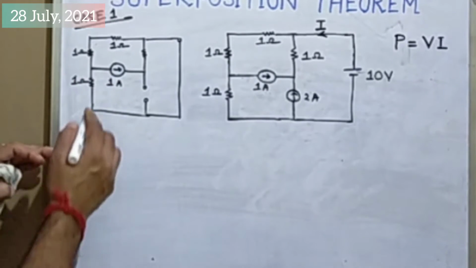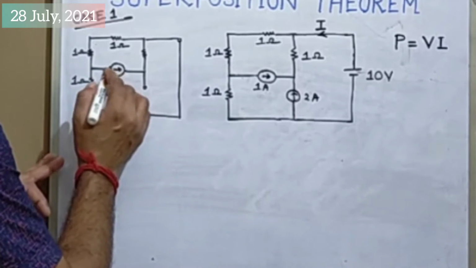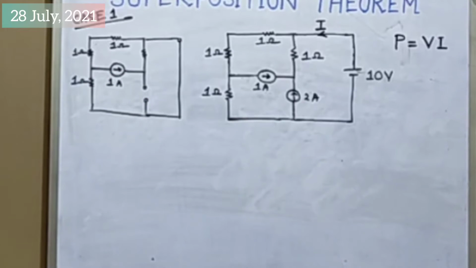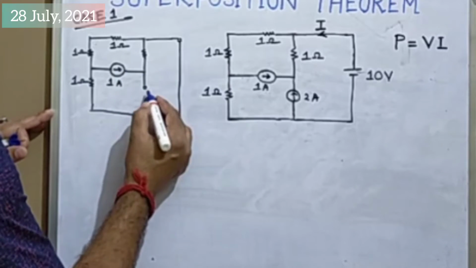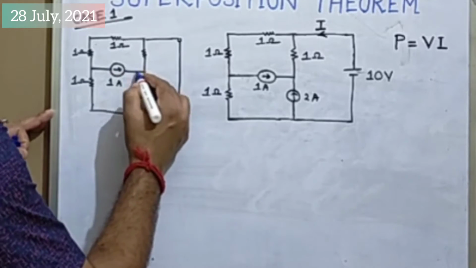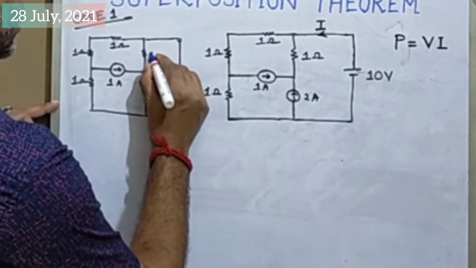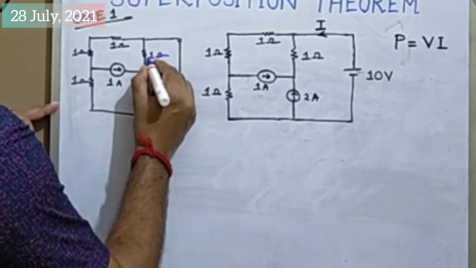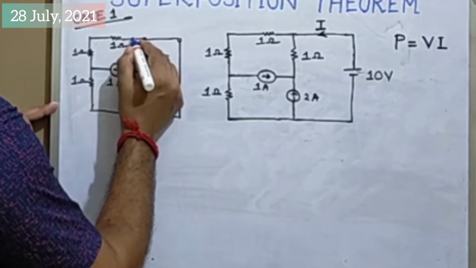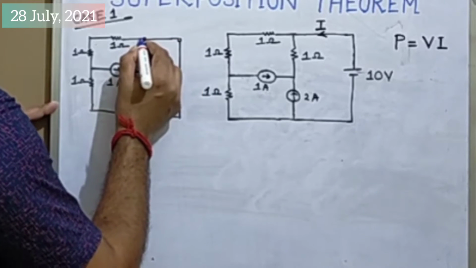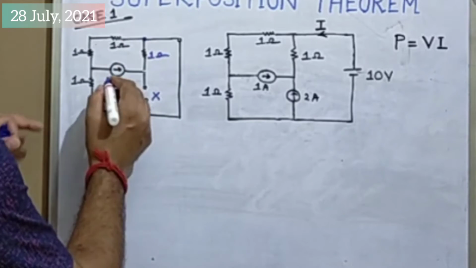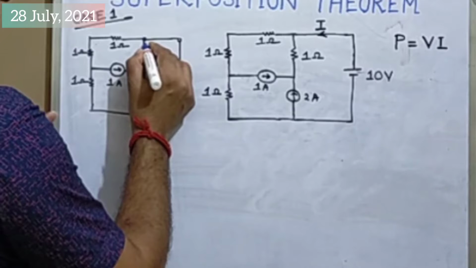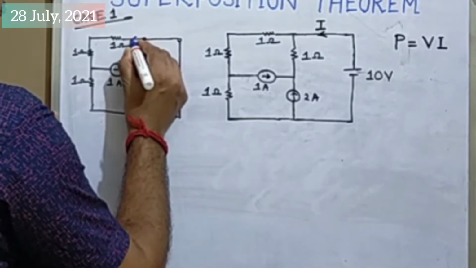So obviously, if we consider this 1 ampere current source, at that time what will be the current directions in the circuit? First, no current will flow through this branch as it is open circuit. So there is also a 1 ohm resistor, so this current is flowing. One part of current tries to flow through this branch. This 1 ampere current is flowing through this resistance. At this node, current will be divided.